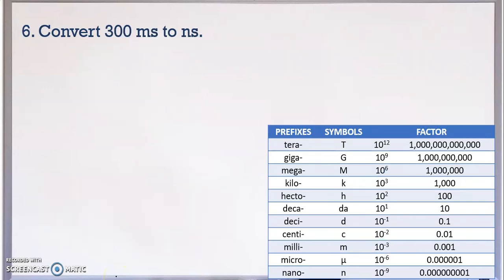Problem number 6. Convert 300 milliseconds to nanoseconds. The base unit here is second, which is the standard unit of time. And the prefixes are milli and nano. 1 millisecond is equal to 10 raised to negative 3 seconds. Whereas nano is equivalent to 10 raised to negative 9 seconds.